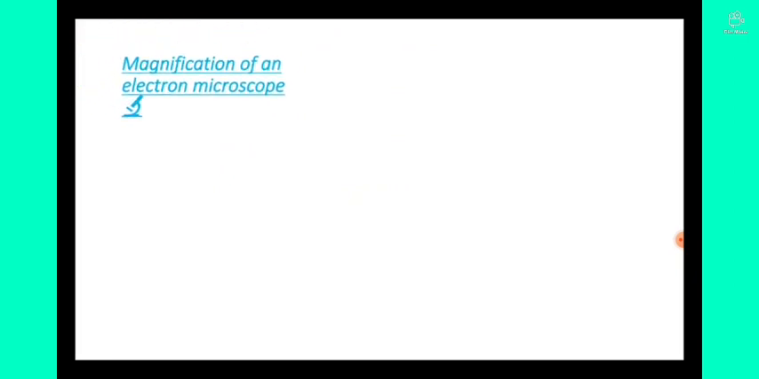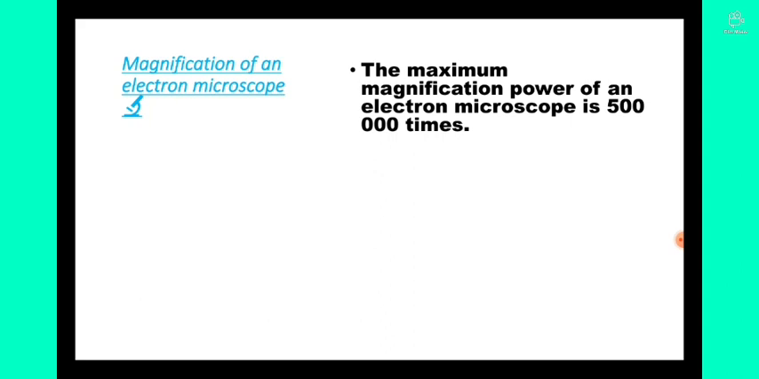So next one is the magnification of an electron microscope. Let's see. The maximum magnification power of an electron microscope is 500,000 times. What is the meaning of that? I think you know that it has so many powers, and I will show you the structure again another time, because I have to explain it in detail.